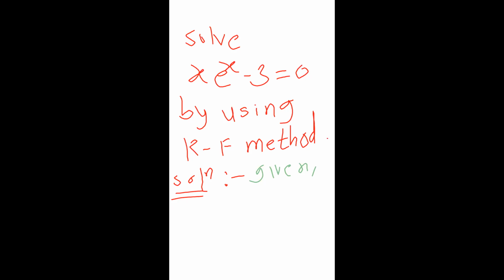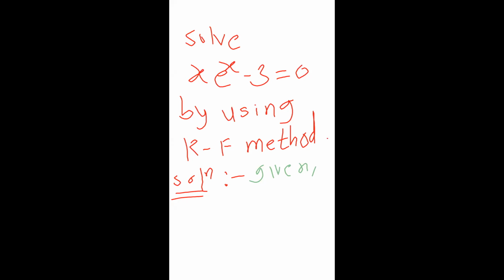In every method we are going to use one important theorem, that is the intermediate value theorem. So while solving the examples of all the methods, the first step is finding the interval. We are going to find the interval ab such that f of a is less than 0 and f of b is greater than 0. So first step, we are going to find the interval.